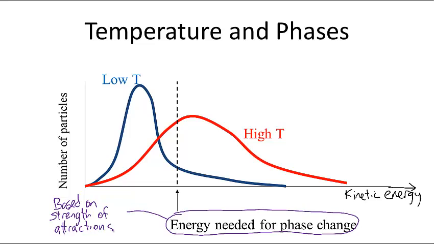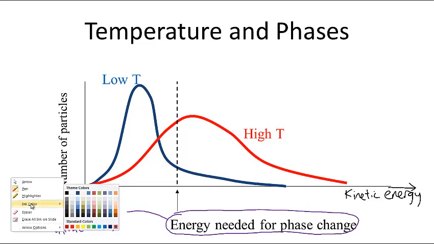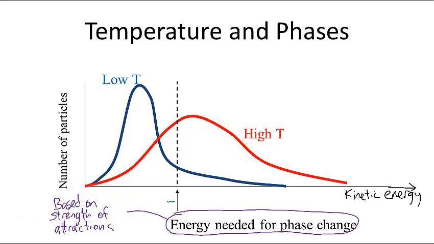If there were really weak attractions, where would I put that? Where would I set that energy needed for phase change? Would it be a large amount of energy or a small amount of energy? Small. So for weaker attractions, this line would move to the left. Whereas for stronger attraction, it's going to take more energy to overcome them.